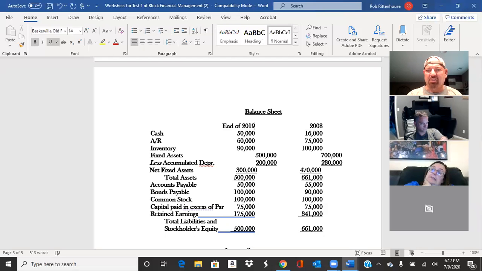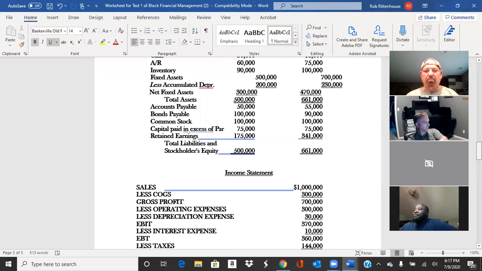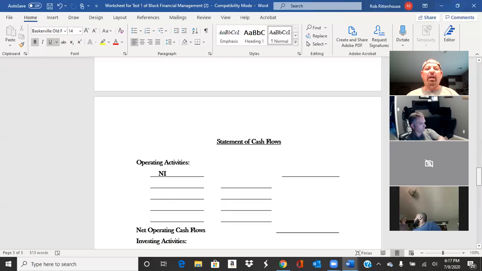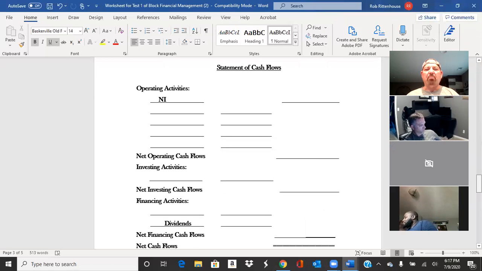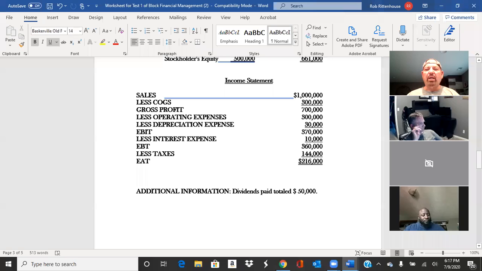I've got to change that. Make it a little more current. Let's make that 2019. And we'll make this one 2020. And then it'll be the income statement for 2020. And we have additional information, dividends paid of 50,000. And then we're to put together the statement of cash flow. So of course, we start with net income. Net income, remember, is the same thing as earnings after taxes.